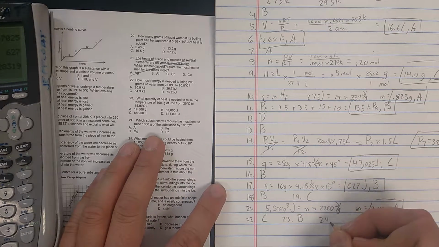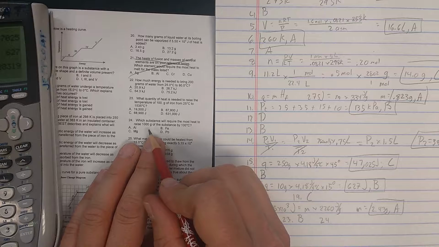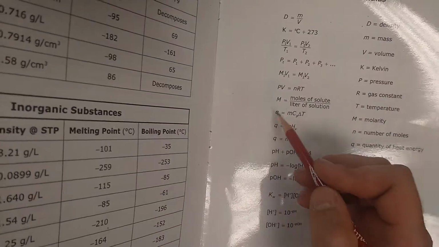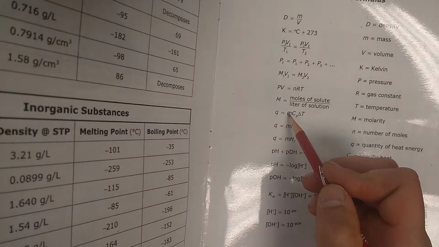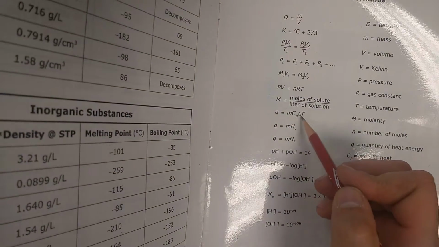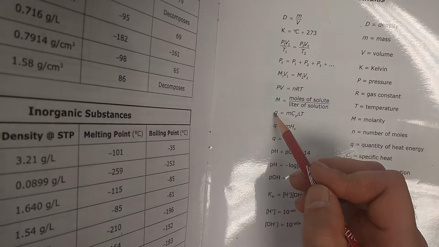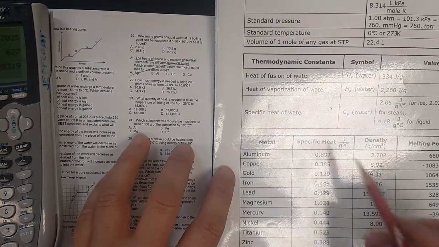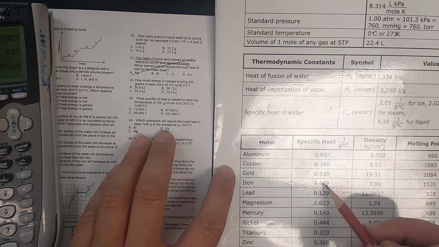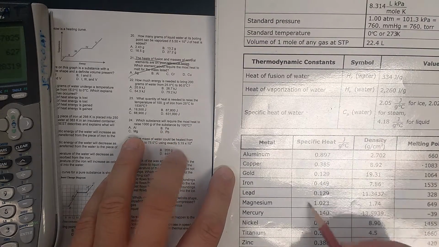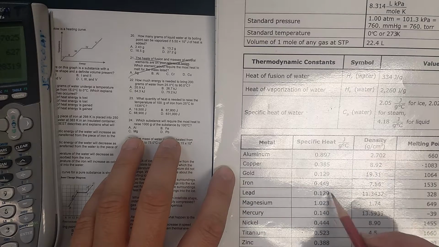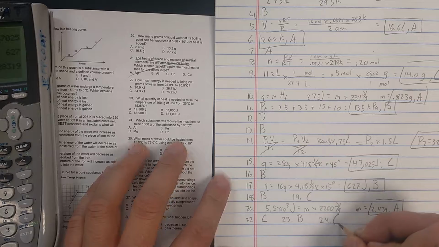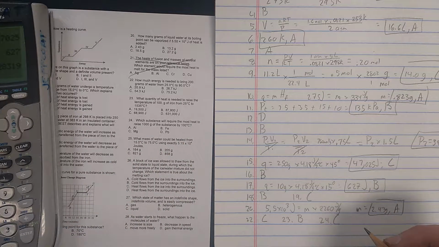24. Which substance will require the most heat to raise 100 grams of the substance by 100 degrees Celsius? Well, if we're using Q equals MC delta T, if the masses are the same and the temperature change is the same, the one that requires the most heat would have the biggest specific heat. So out of aluminum, iron, magnesium, and lead, the one with the largest specific heat is magnesium. So the answer to 24 is C.